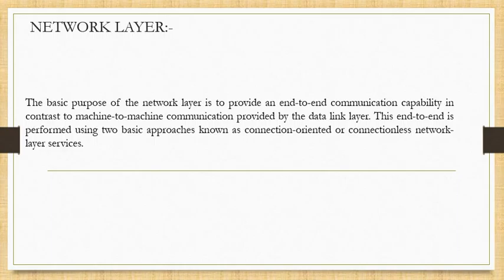So in the network layer, the basic purpose is to provide end-to-end communication capability in the context of machine to machine communication provided by the data link layer. This end-to-end communication is performed using two basic approaches known as connection oriented or connectionless network layer services.